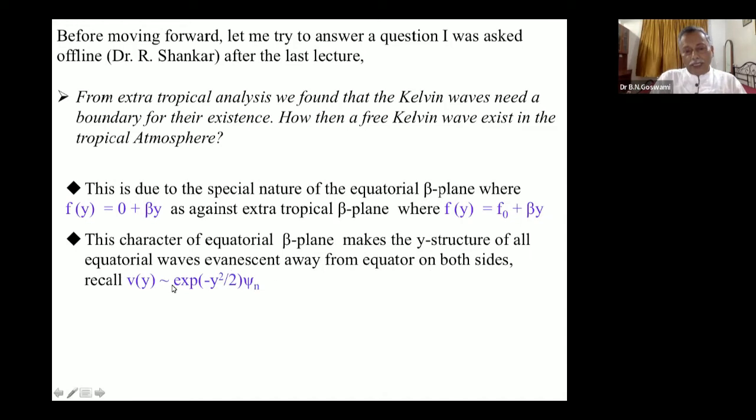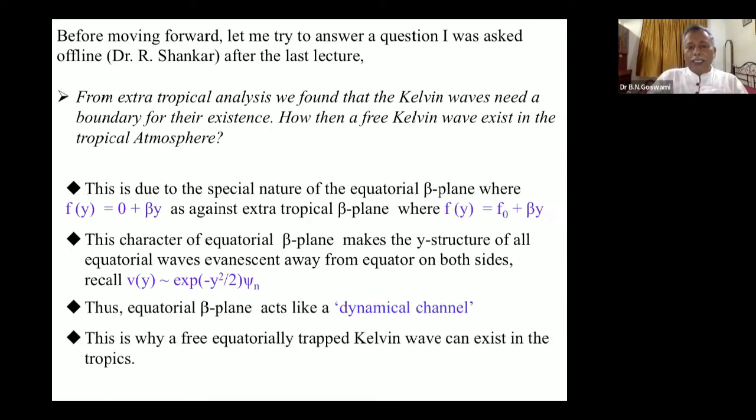You remember this structure, which is e to the power minus y squared by 2. This exponential function makes it evanescent, so it decays away from the equator on both sides. That makes the equatorial beta plane act like a sort of dynamical channel. Even though there is no physical channel, the dynamical channel confines these waves, traps them around the equator, and that is why it makes a Kelvin wave possible at the equator.